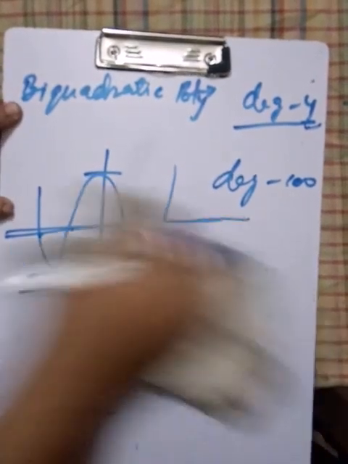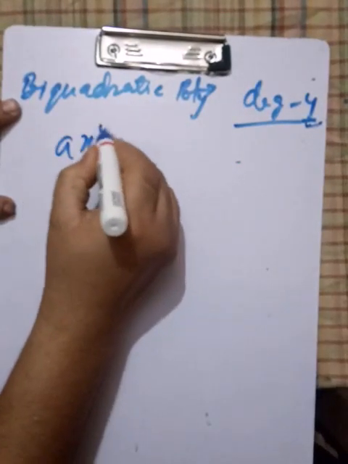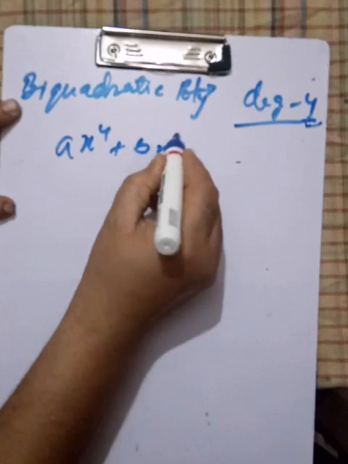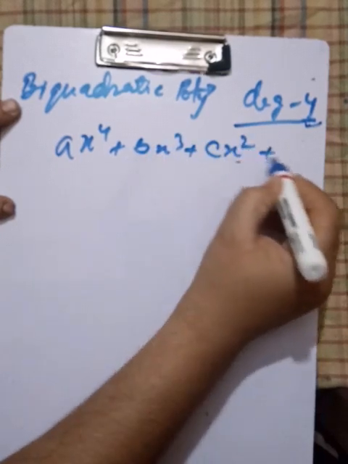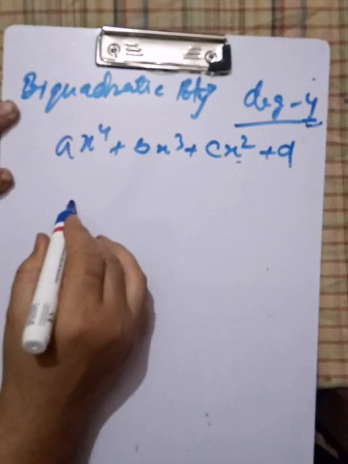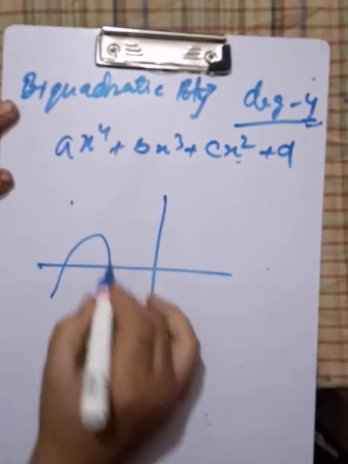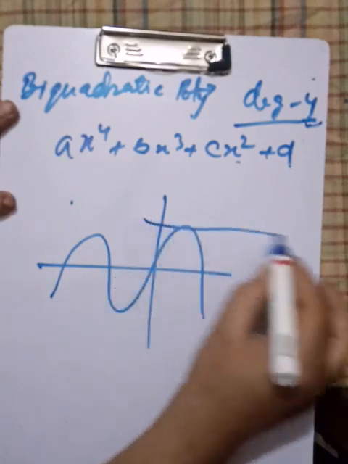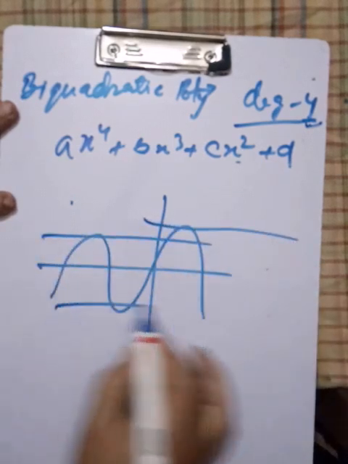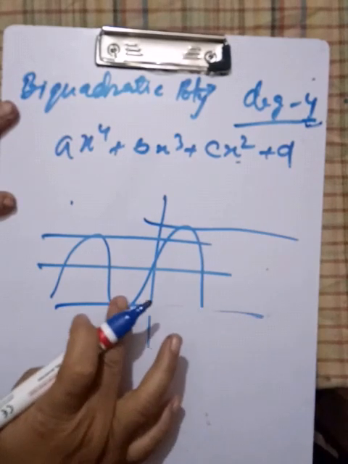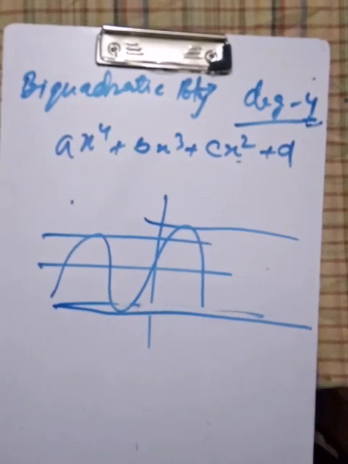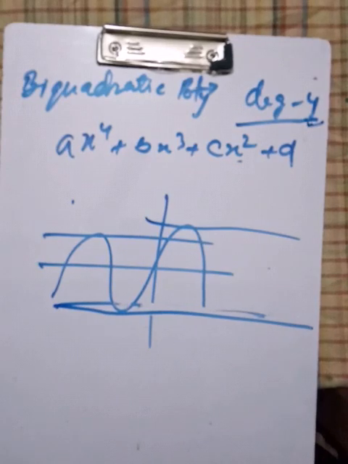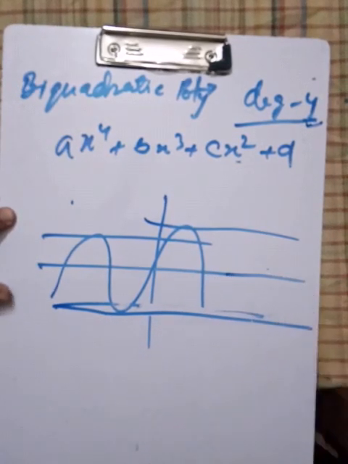Suppose I am drawing a curve of degree 4: ax to the power 4 plus bx cube plus cx square plus d. In this situation, my curve will be like this: 1, 2, 3. That means you can draw a parallel line like this. So on each turning, you can draw a line through that turning parallel to the x-axis. This is also very, very important.